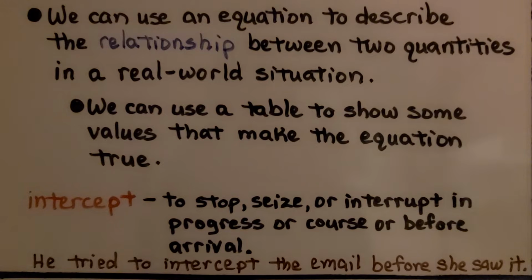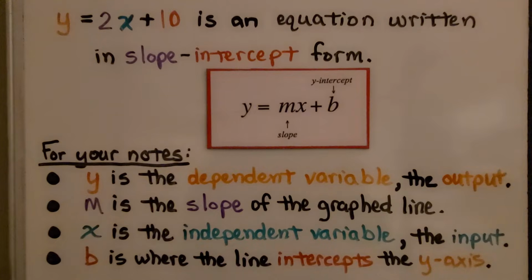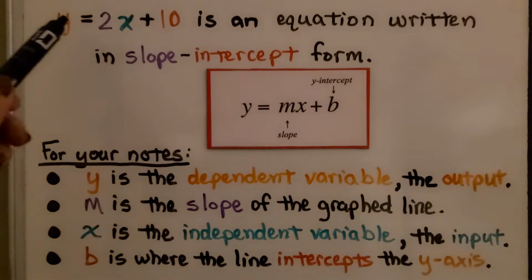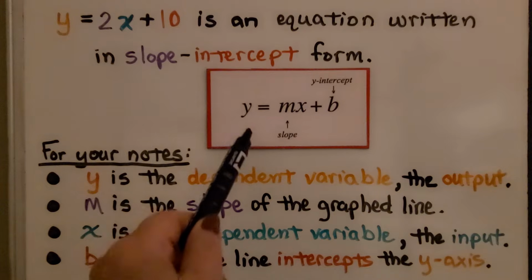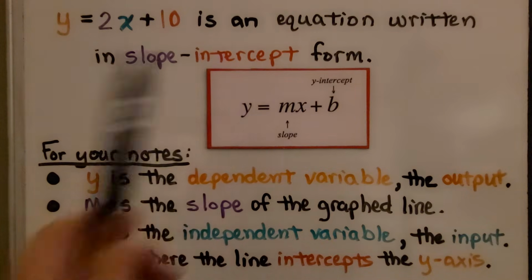It means to stop, seize, or interrupt in progress or course before arrival. Like he tried to intercept the mail before she saw it. So we're going to see that as the y-intercept. Y is equal to 2x plus 10 is an equation written in slope-intercept form.